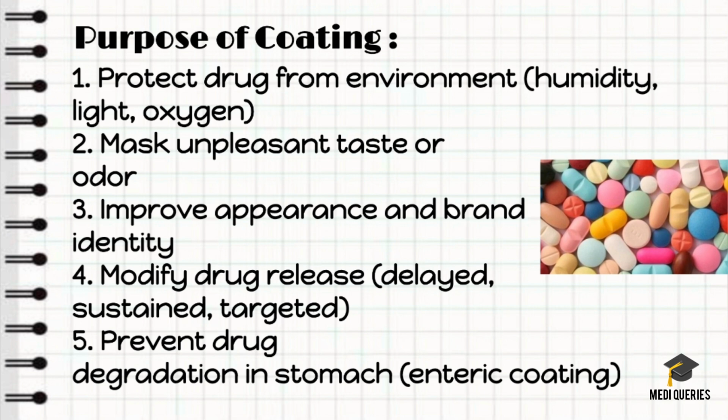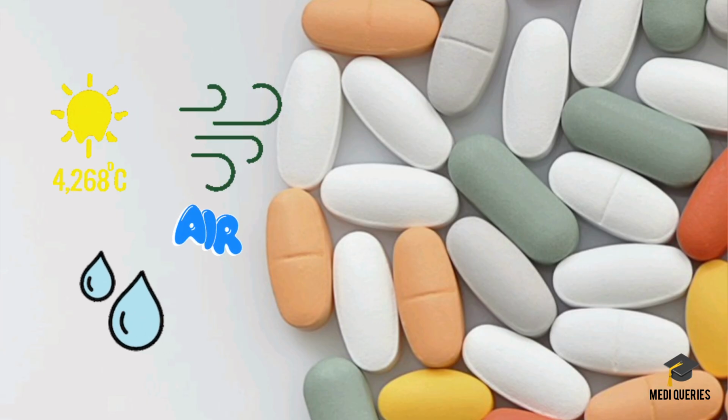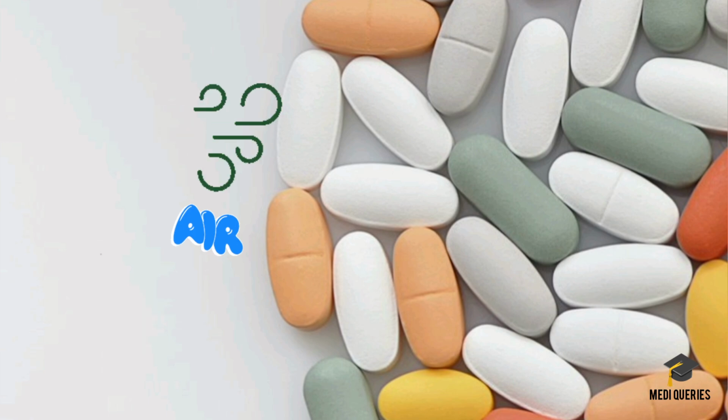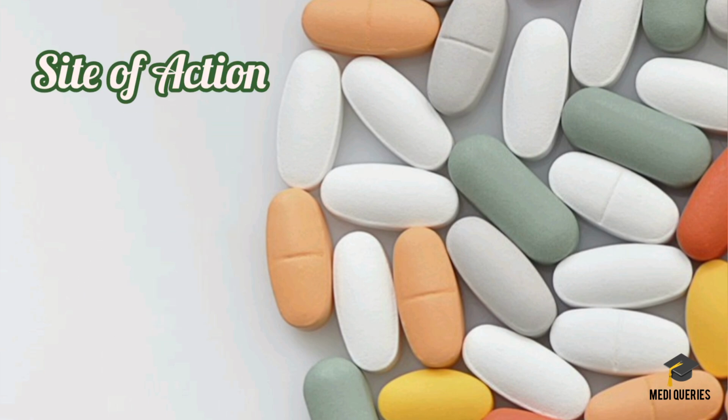For example, with aspirin, by exposing the product to environmental conditions the color of the product may change due to oxidation. So in order to prevent that phenomenon we give the protective shield coating here. So that is the third purpose.